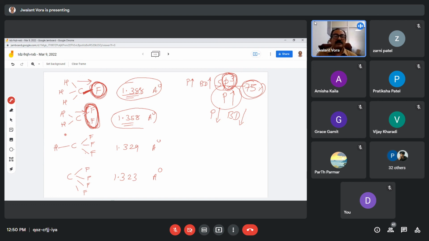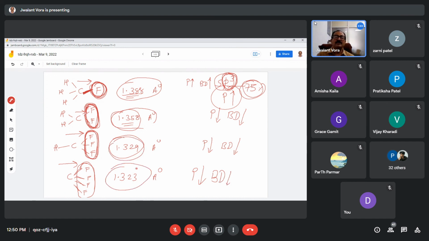Now here, the p character flow will be more towards a more electronegative substituent, but this more flow of the p character will be shared between the three fluorine atoms. So p character value further decreases. That should further decrease the bond distance from 1.358. It decreases to 1.329 angstrom. And here all are fluorine atoms. So more flow of the p character will be equally shared between the four fluorine atoms. So that further decreases the p character, and that should also decrease the bond distance from 1.329. So it decreases to 1.323 angstrom. So this is all about the Henry-Bent rule.